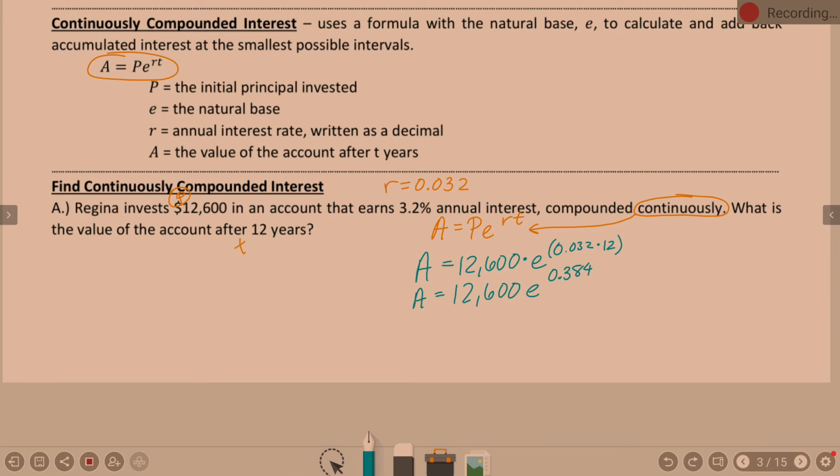On my calculator, or on these calculators, I have an e to the x button right here above my LN button, and I use that to get e. So if I want to do this, I could go ahead and type in 12,600 times, and do second e to the x, and then I'm raising it to the 0.384. Or you can type the two multiplied numbers in there. You should be getting an answer like such.